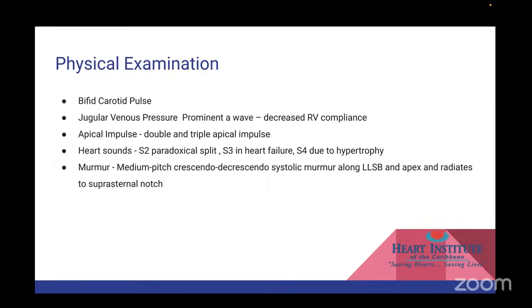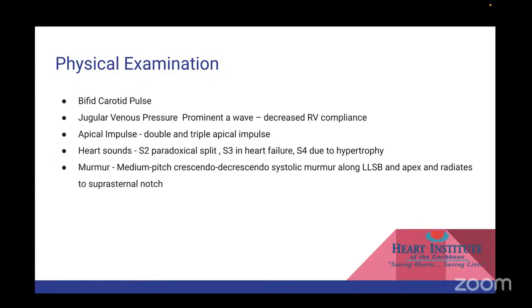So on physical examination, patient could have bifid carotid pulse. For the JVP, there could be a prominent A wave. For the apical pulse, there could be a double and triple apical pulse. And for the heart sounds as well, there can be a few changes. For S2, we know that we have a physiological S2 split, which is when the aortic valve would close first before the pulmonic valve. However, in HCM, because the blood is taking such a long time to get to the aorta, the aortic valve closes after the pulmonic valve, which is why we have the paradoxical split for S2.